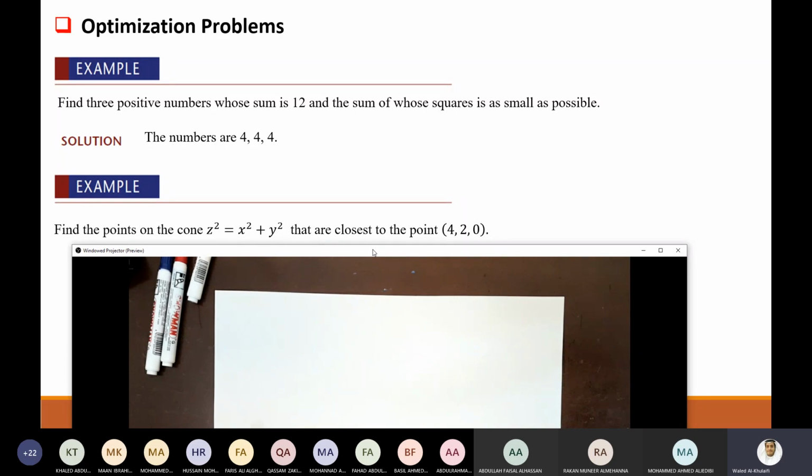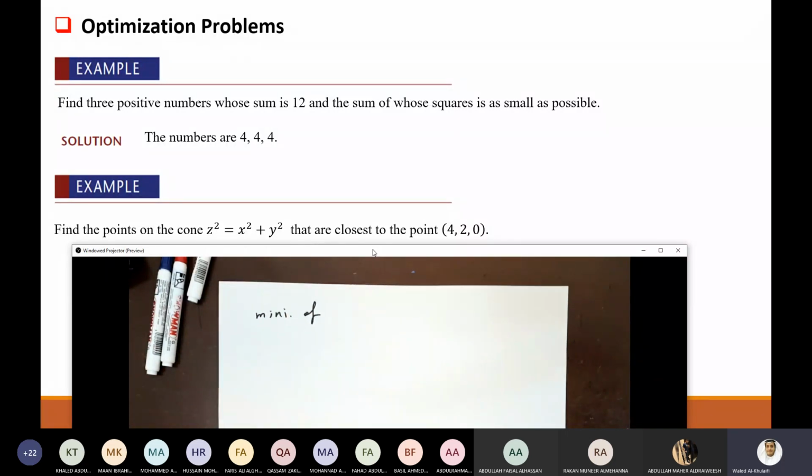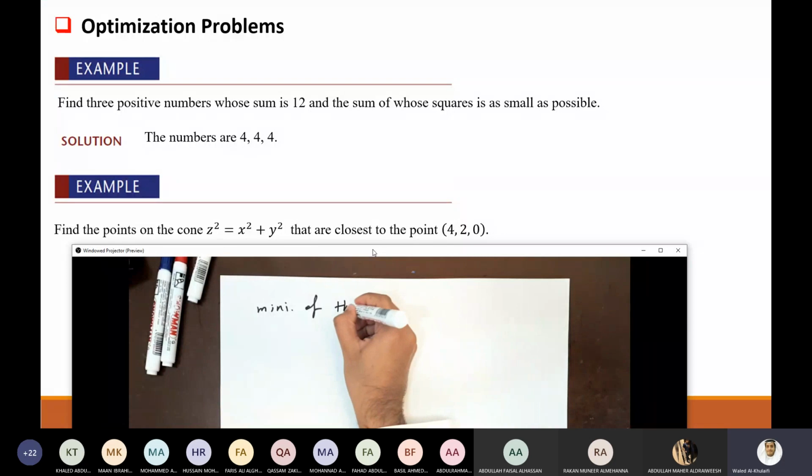Okay, how do we find the points on the cone that are closest to the point? When I say closest, is it maximum or minimum? Abdullah: minimum. Yes, we are talking about a minimum. Minimum of what? The distance between them. Minimum of the distance.